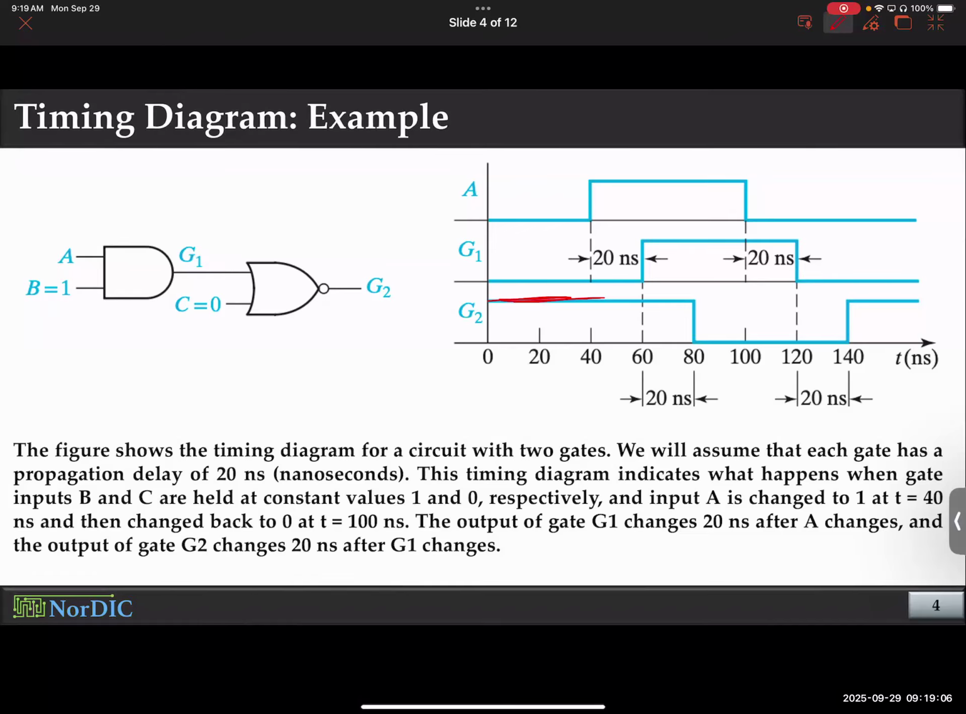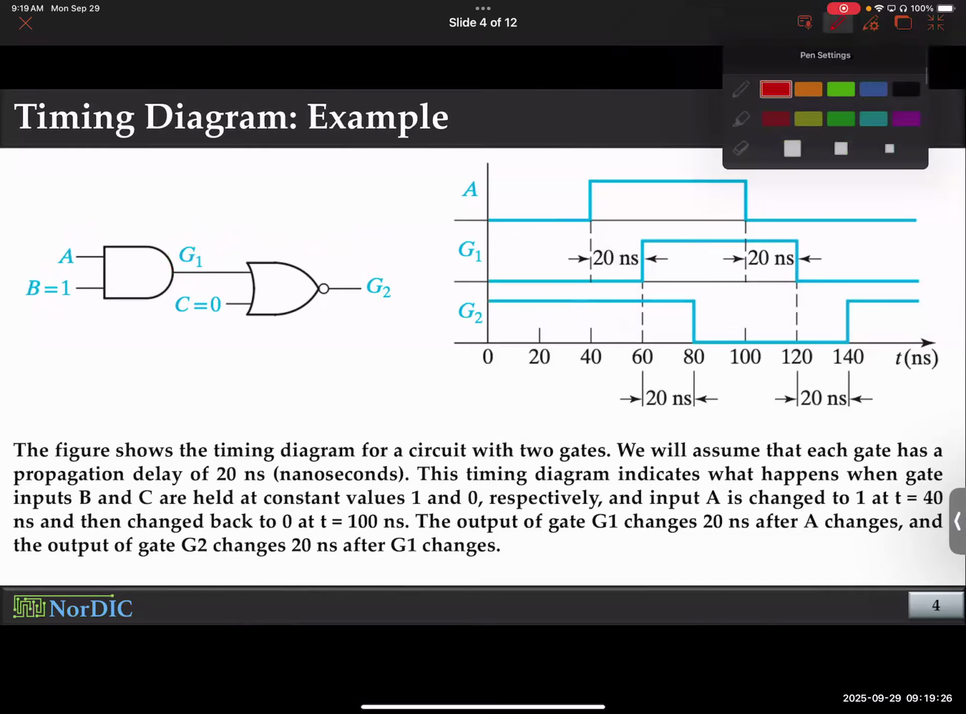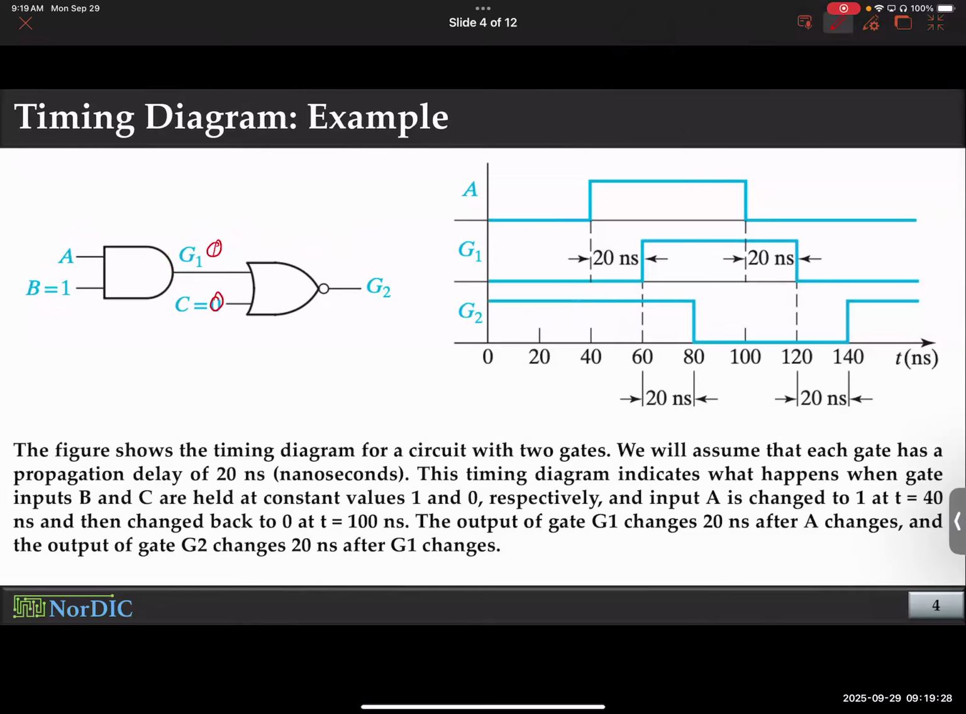So to begin with, G2 was 1. Why is that? What was G1? G2 doesn't know what's going on with A and B. It only considers what's going on with G1, because that's the input for G2, for this logic gate, and G2 responds to G1. So G1 was 0 to begin with. Notice that this was 0. The other one was also 0. For an OR gate, when both inputs are 0, your output should also be 0. But this is a NOR gate, so it should be 1. That's what you expect. And that's why G2 was 1.